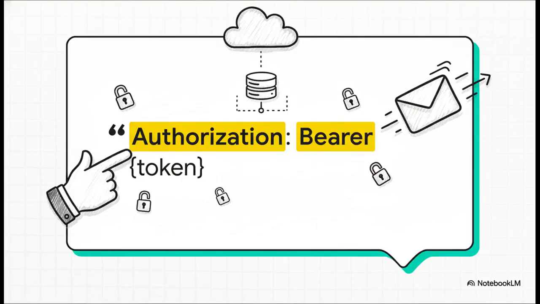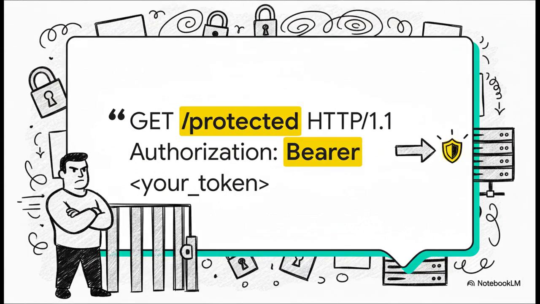And how do you include it? You use a standard HTTP header with a very specific format. The header name is authorization, and its value is the word bearer, followed by a space, and then the actual token itself. And here's what that looks like in a real request. You've got your standard GET request, and right there in the headers, you see that authorization line presenting the token. This is exactly what the server's bouncer middleware is looking for.